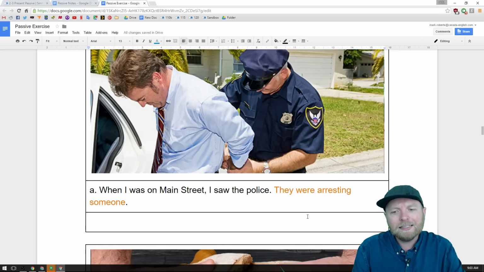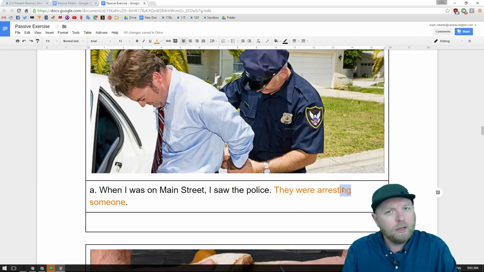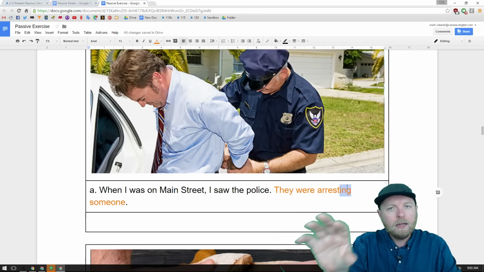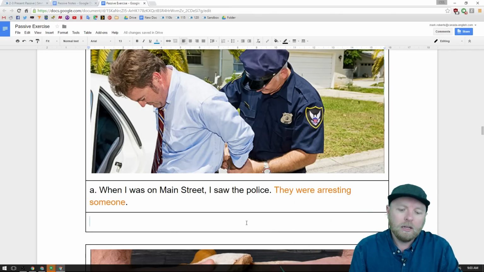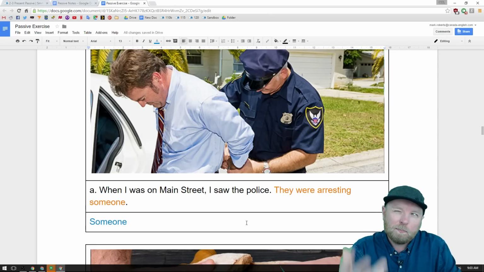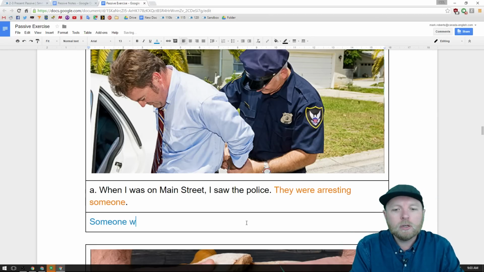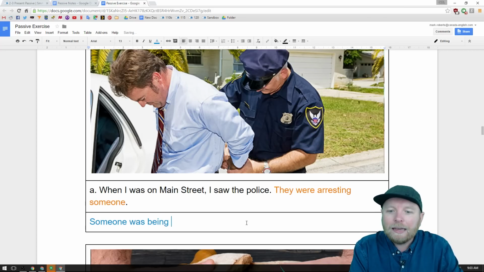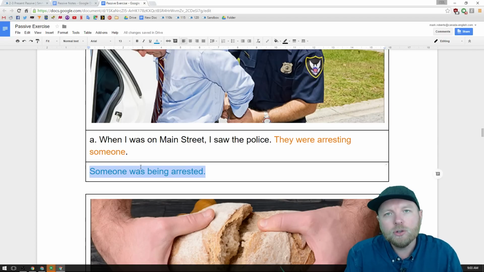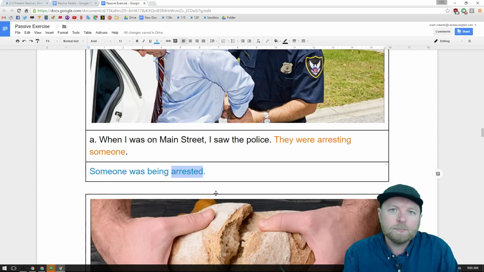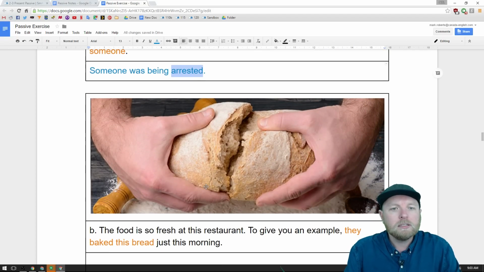Change this to passive. Now, this one, be careful, this is continuous. So we need be, being, and a past participle. Someone be in the past. Someone was or were. Someone was being arrested. Someone was being arrested. Here we understand the doer. We understand the doer is police, right? Okay, let's look at the next one.